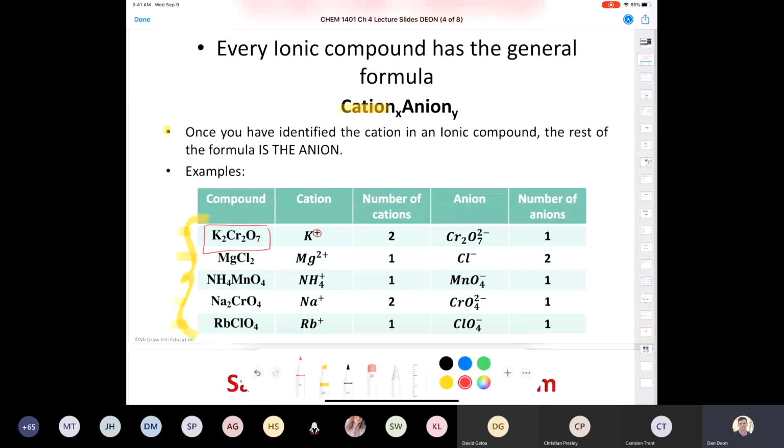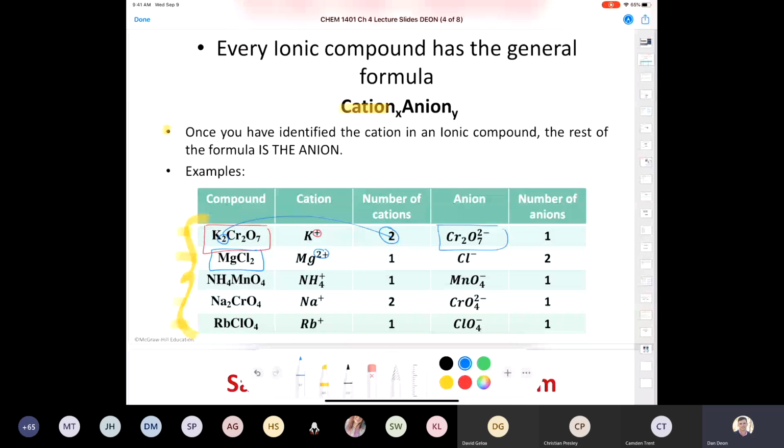Okay, look at the next one, which is MgCl2, magnesium chloride. The same thing applies. Magnesium is in group 2A. It's element number 12 on the periodic table. It's going to have a charge of 2+. Okay, now let's go back to our potassium dichromate. We have 2 potassiums, right? 2 potassiums, and then we have 1 dichromate.